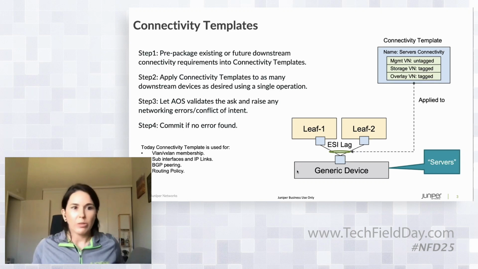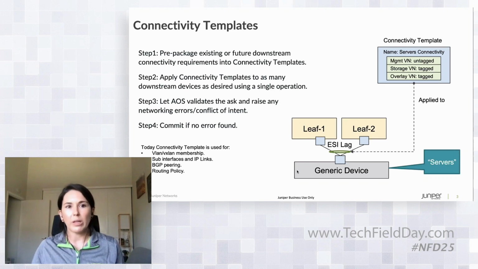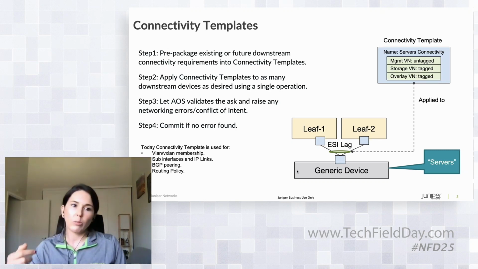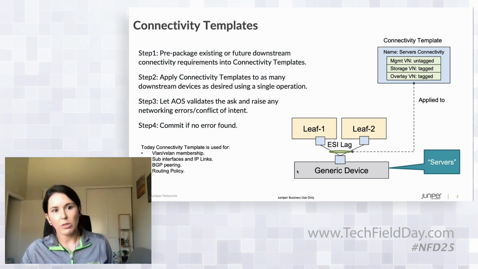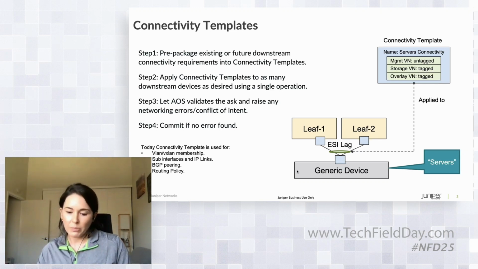The high-level concept is that we allow pre-packaging of connectivity requirements in a template, so that the user can define the connectivity requirements for a group of applications one time, and then reuse the template across all the interfaces that are connected to the same type of host the template was built for. When I say connectivity requirements, I'm talking about a very specific set of things: VLAN and VXLAN membership definition, and also templatizing BGP peering and routing policies.